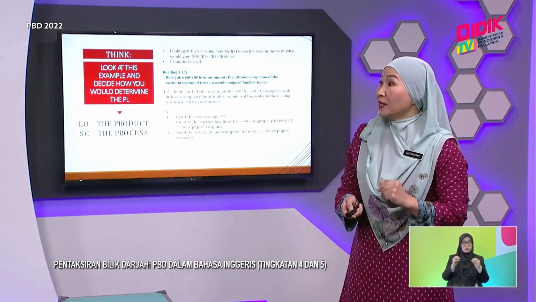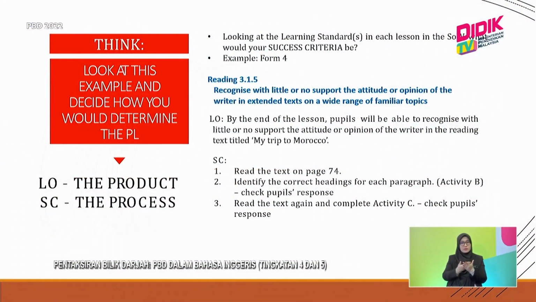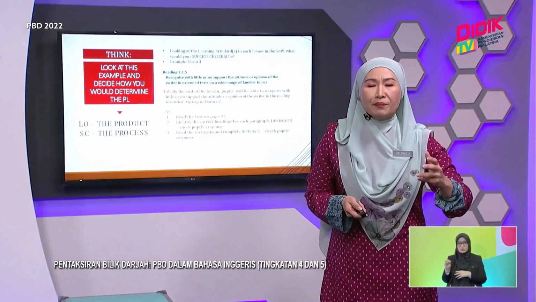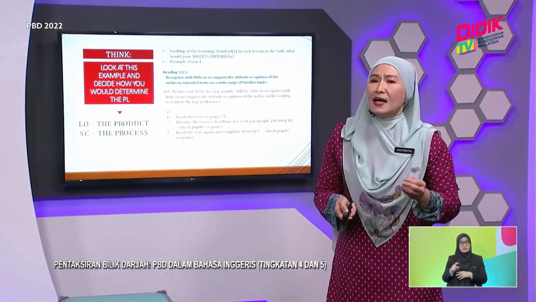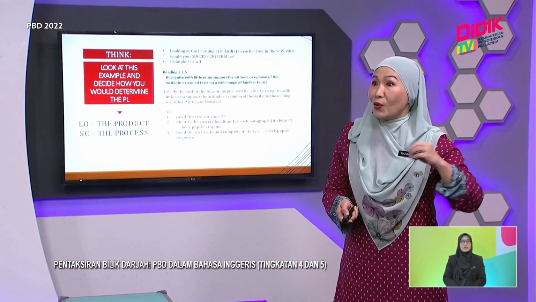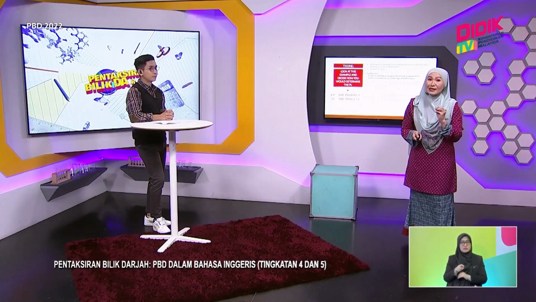All right? Okay. So there are only 3 success criteria there, which is to get the pupils to read the text on page 74. It's very short. But if you find that your pupils keep on putting up their hands to ask for help to understand the text, it means I need to give a lot of support. So going back to what we talked about, they need to try and do this independently.